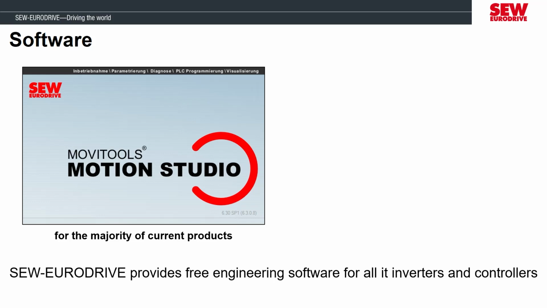The Motion Studio software isn't just one tool, but it's many tools in one. You can modify parameters, back them up, restore them, commission the motors, write PLC or IPOS code, configure application modules, and conduct scope recordings of the inverter for troubleshooting.